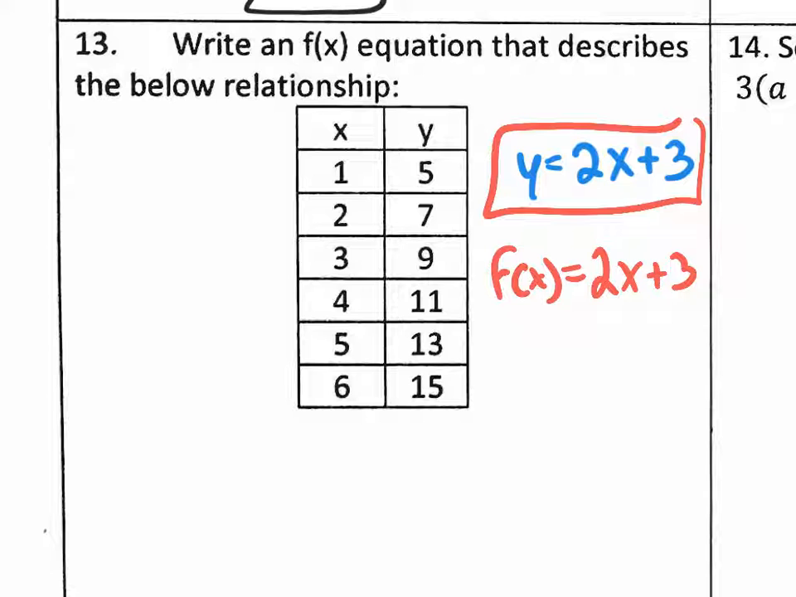Now, the answers are going to be there, so there's only going to be 4 answers. So you could actually just look at the answers and start testing and see which one works.